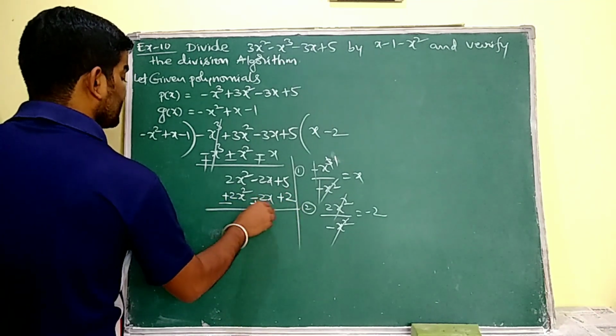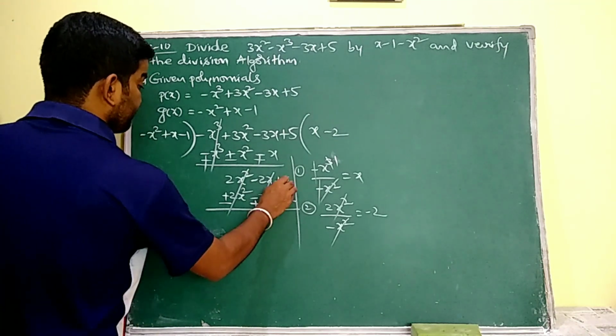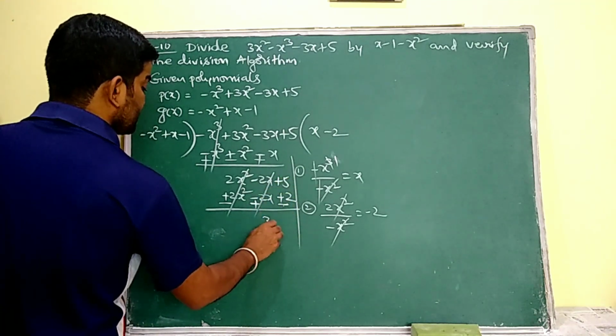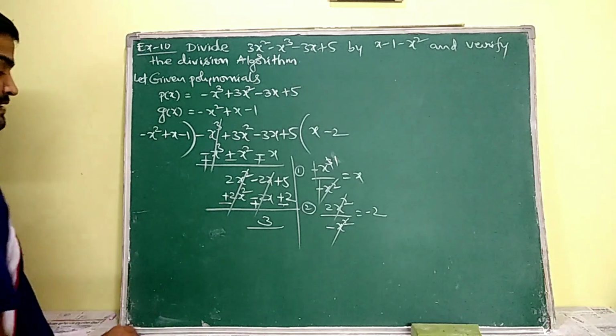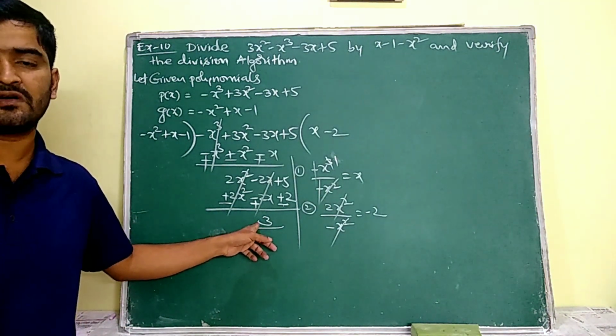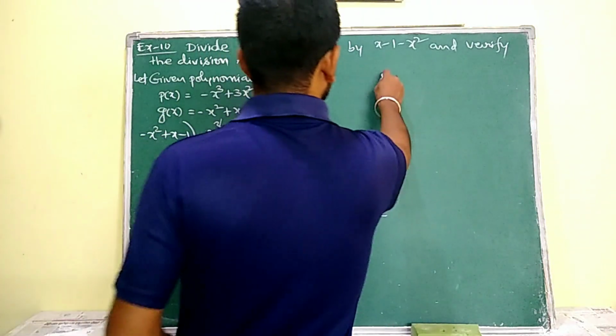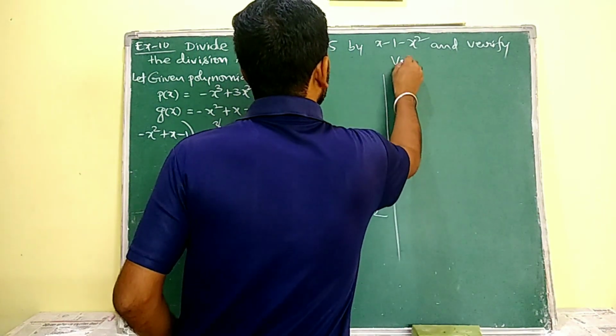So it is minus, it is plus, and it is minus. These two terms are going to be cancelled. Then plus 5 minus 2 means 3. Our remainder is 3. So here we obtained the remainder as a constant, so we have to stop the division process. Now I have to verify the division algorithm.